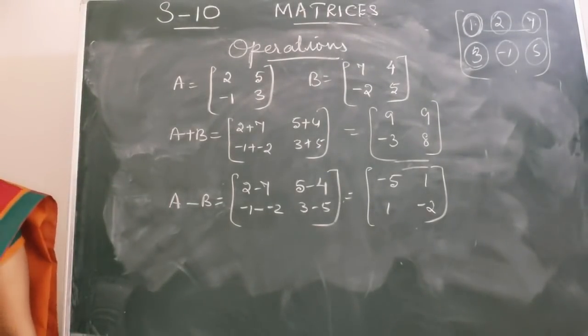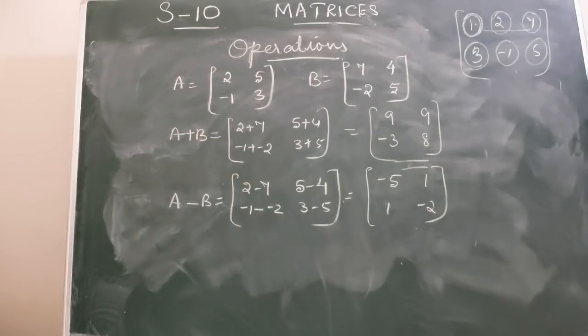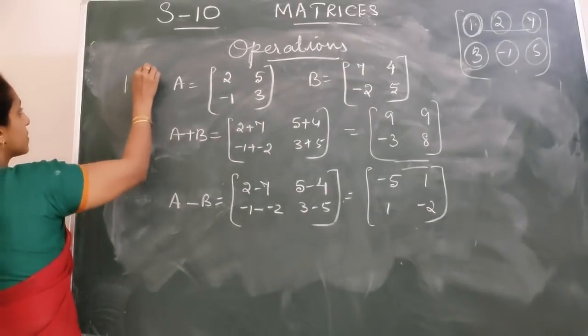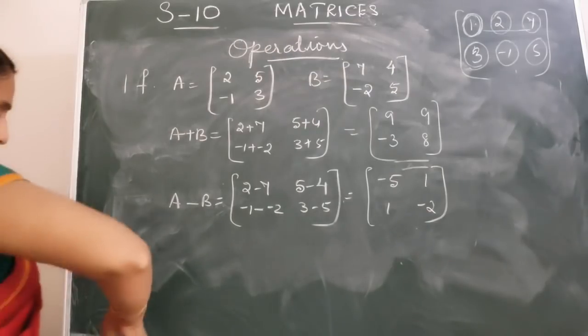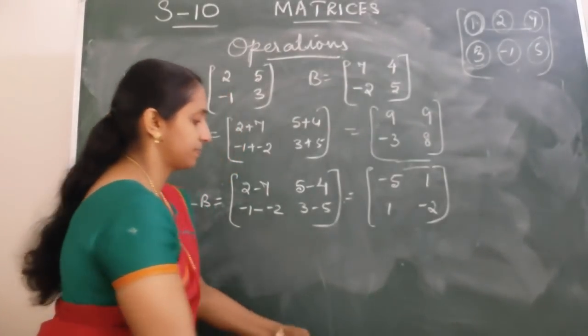So note down. Operation on matrices. If A equals this and B equals this, then A plus B as well as A minus B. Note down A plus B and A minus B.